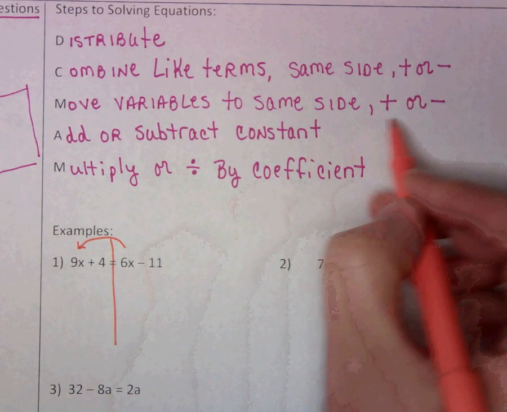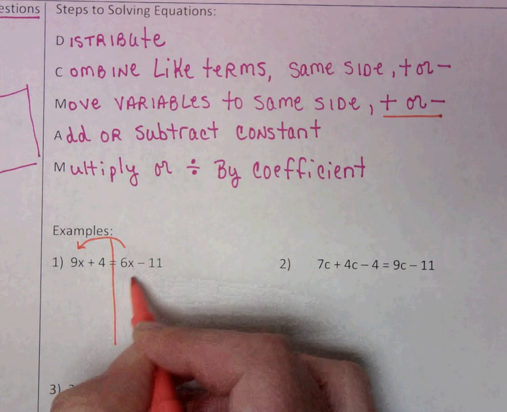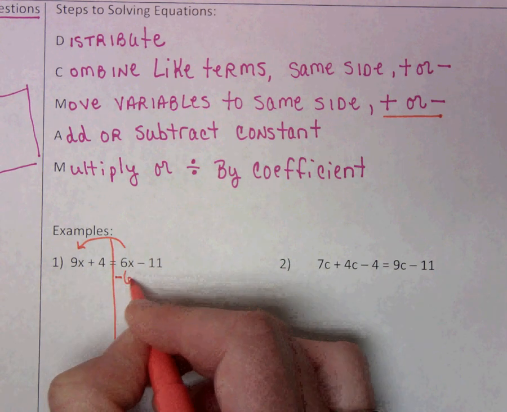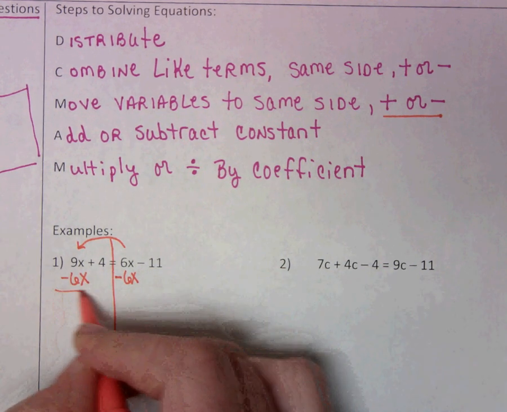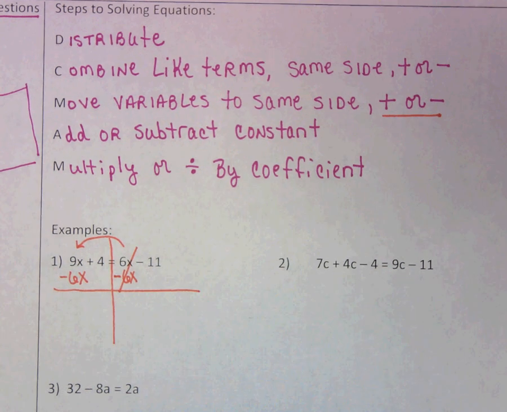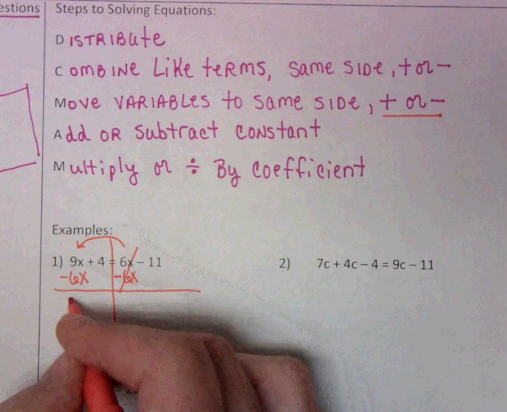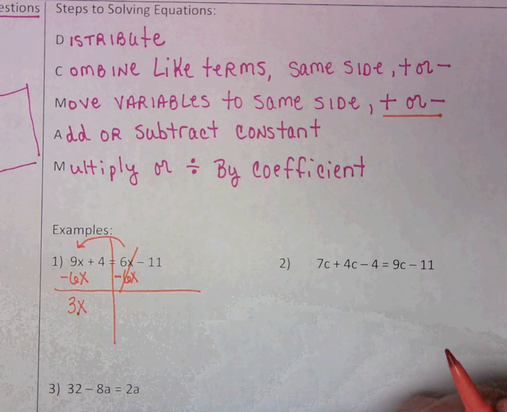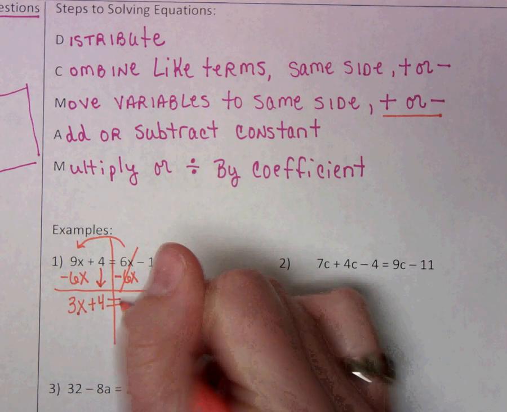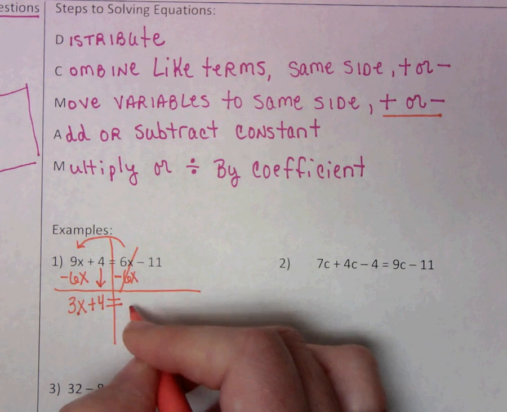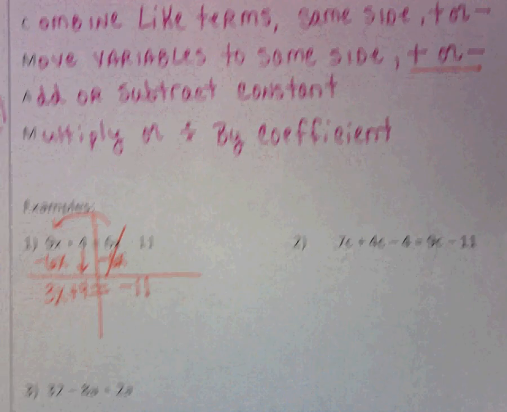Since we're going to do it by adding or subtracting, and since this is a positive 6x, I'm going to write minus 6x on both sides. Okay? By doing that, it cancels out our 6x on the right. Here, 9x minus 6x is 3x. And now I'm going to write the rest of my equation. So I still have plus 4 equals, and notice this has a minus or negative sign in front of it, so I'm going to write negative 11.